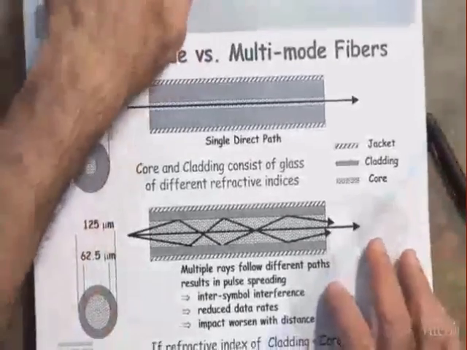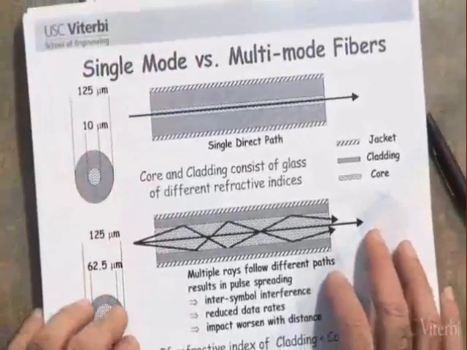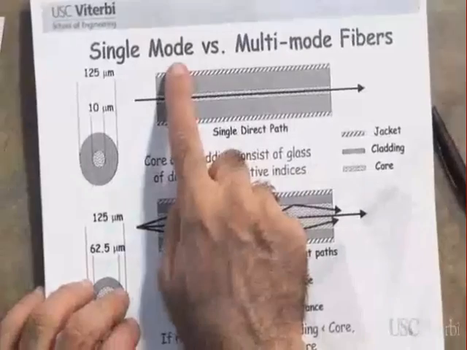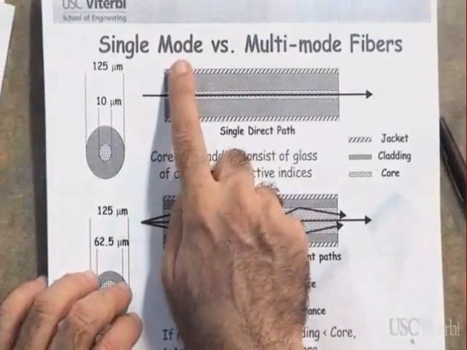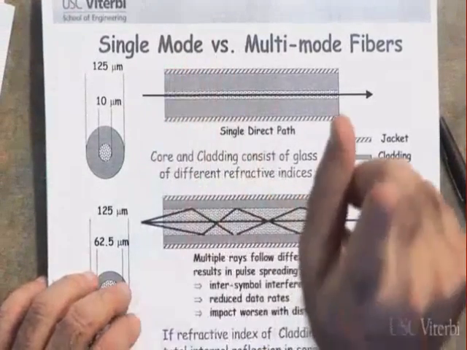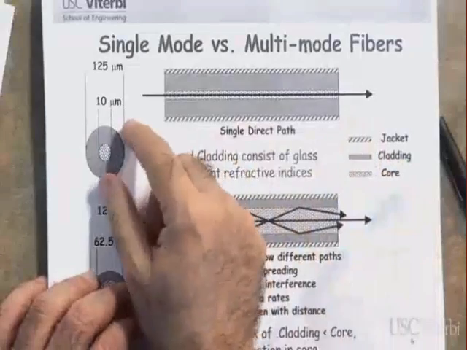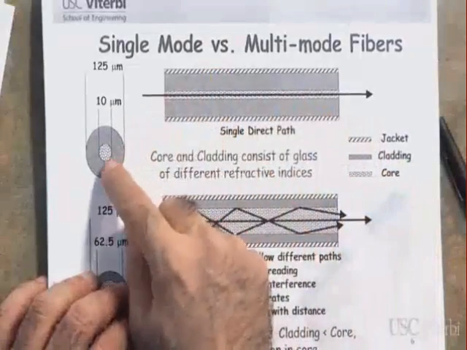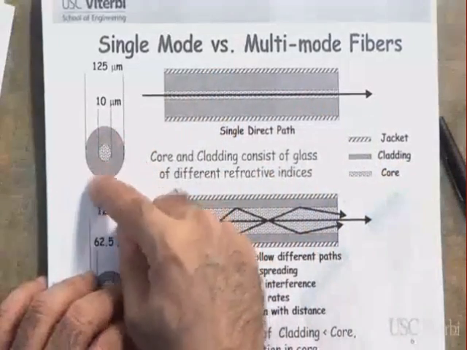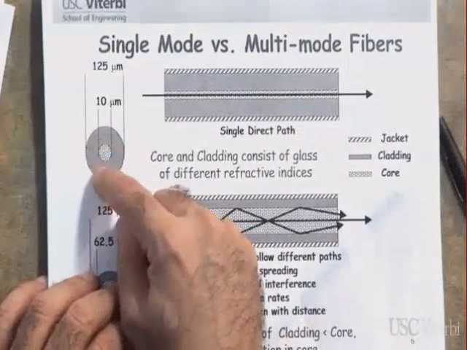The fiber can come in a single mode or a multi-mode fiber. A mode means a path. When you say a single mode, it means a single path. Now, the fiber consists of three components: the core, the cladding, and the jacket.